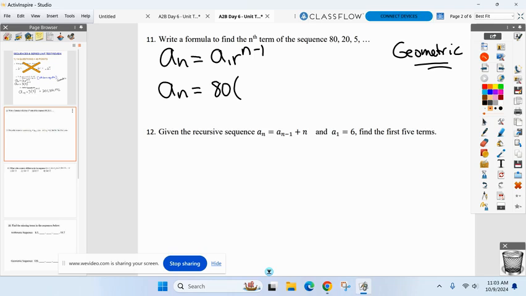Sure you want 1/2? 1/4. It's okay, stop there. Is everyone all right? How do we know r is 1/4? Either you see it, or I do 20 divided by 80, or I do 5 divided by 20 on my calculator. Keep going, raise to the power of n minus 1. 80 times 1/4 to the n minus 1.